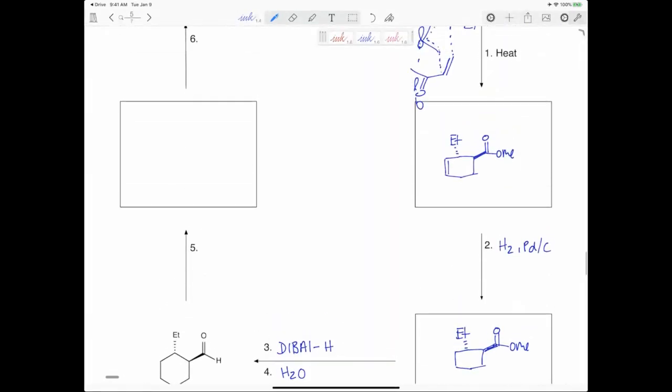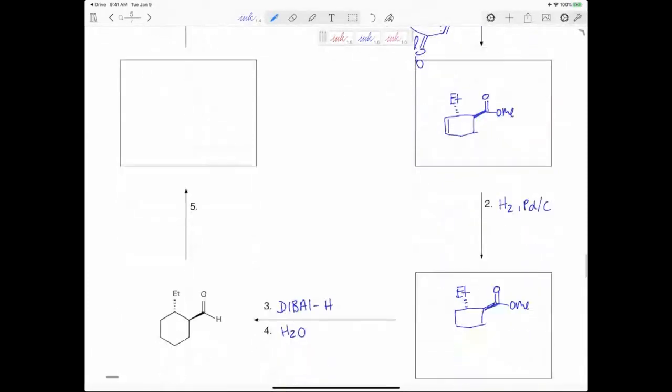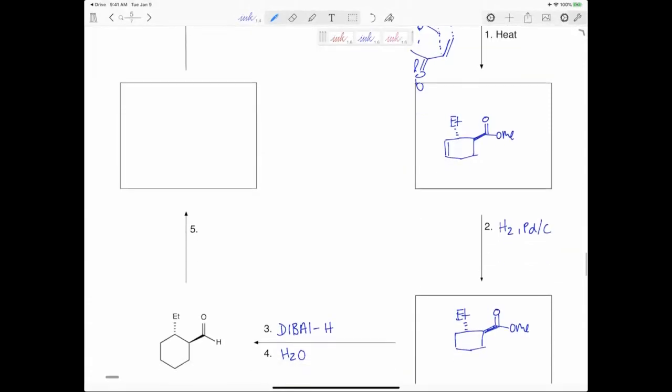Why does number 2 not work? I still don't get it. Which part are you talking about, Sonia? For this retro, which part are you lost at?